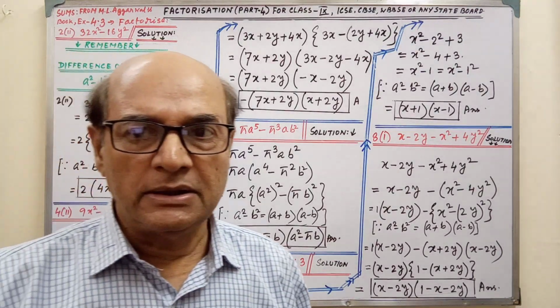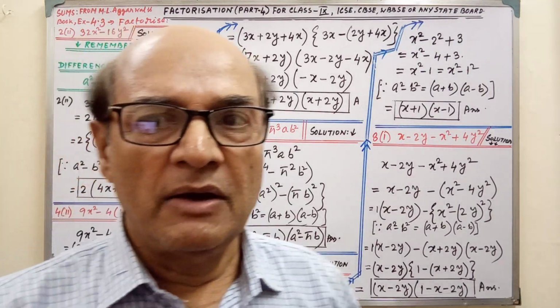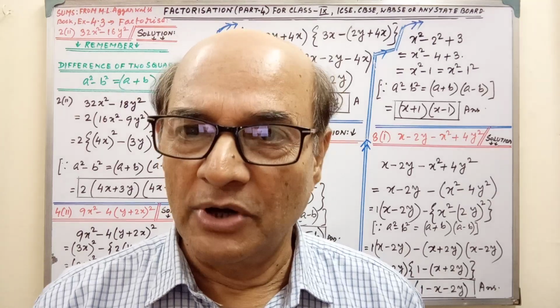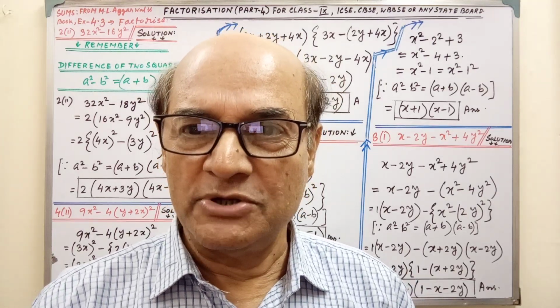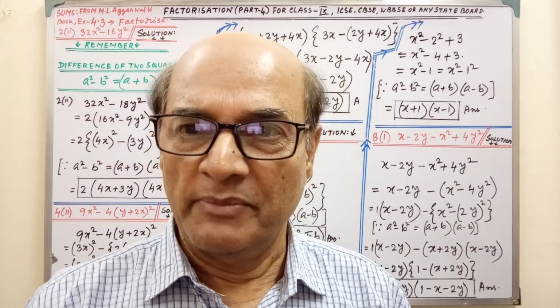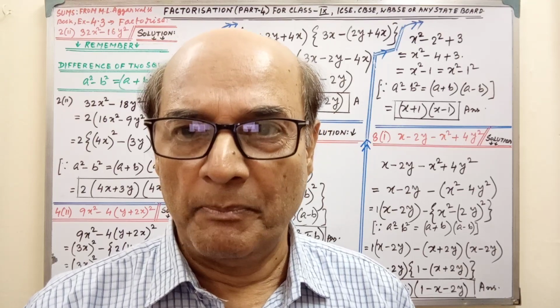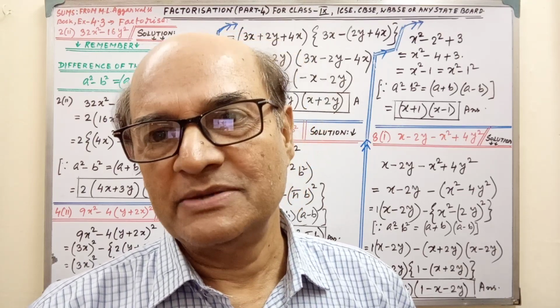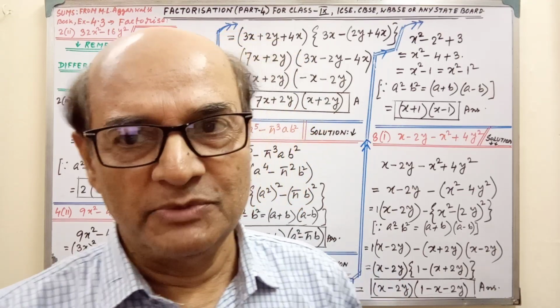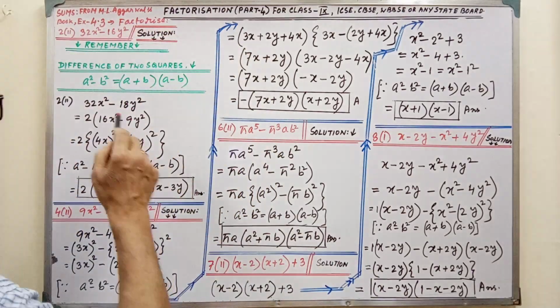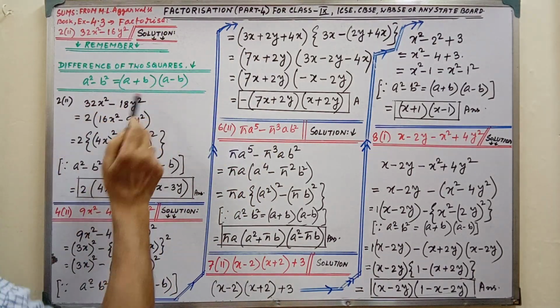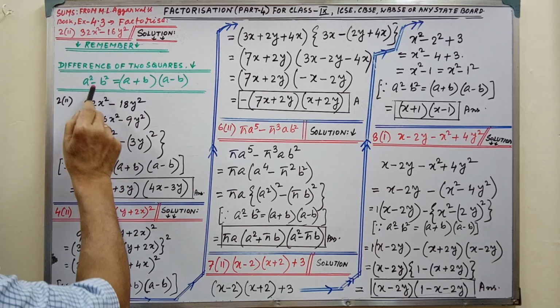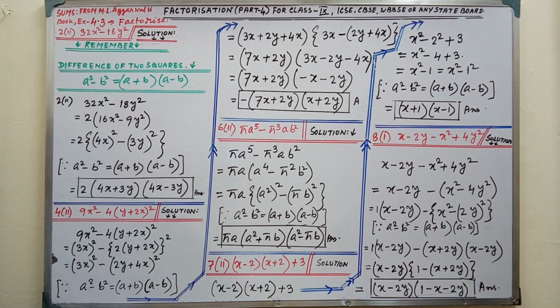On both sides, you have to remember this frame of the formula. A square minus b square equal to a plus b into a minus b, or a plus b into a minus b equal to a square minus b square. So, after writing the sum, this is not exactly in the frame of the formula.